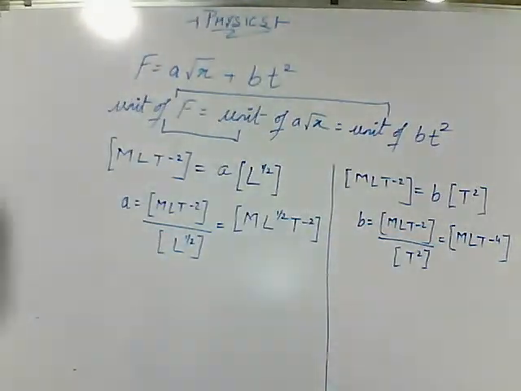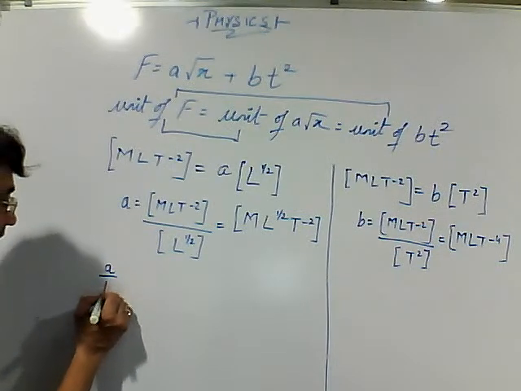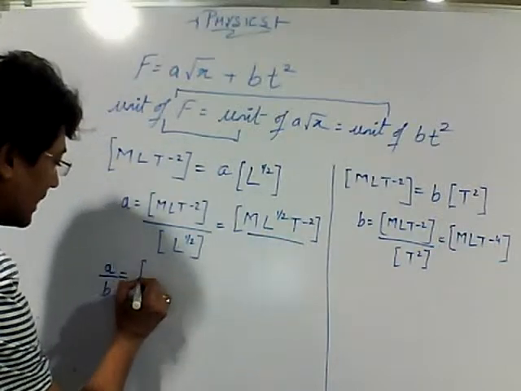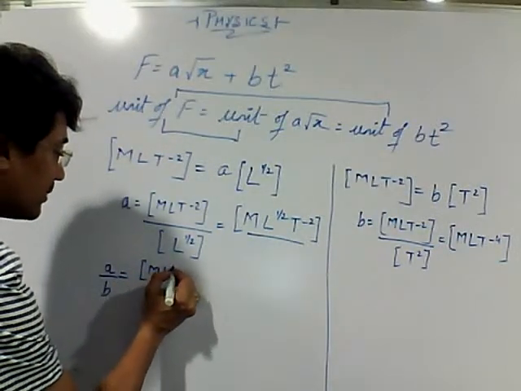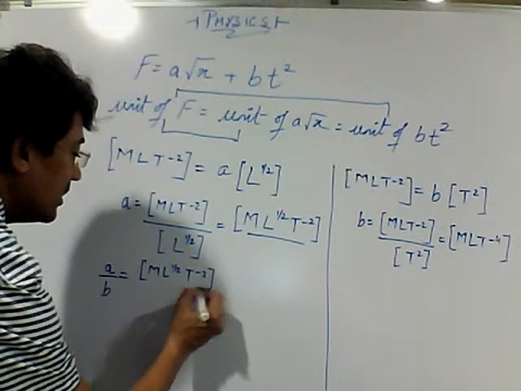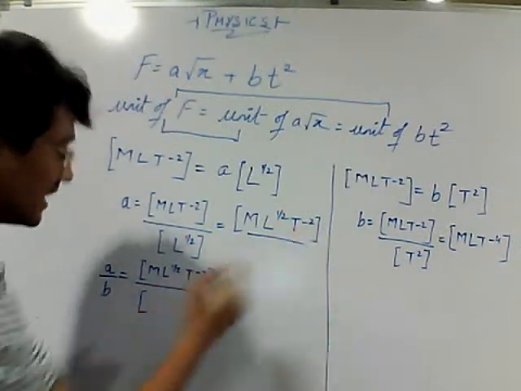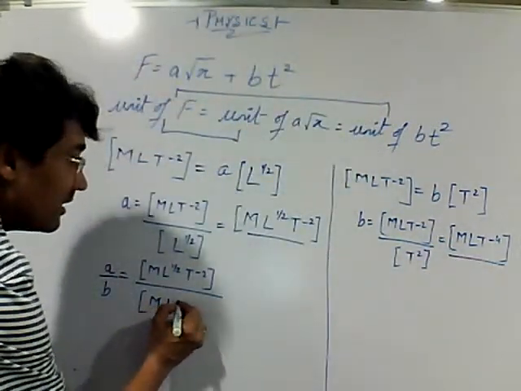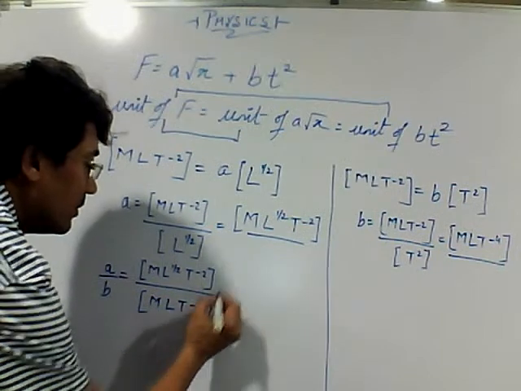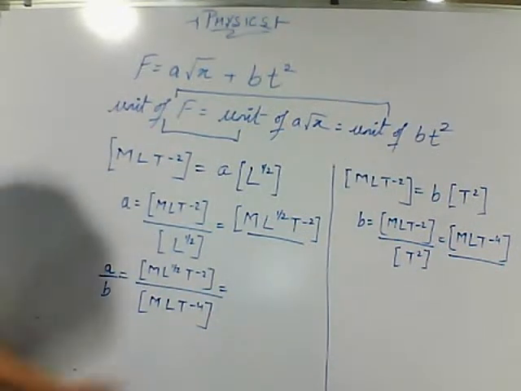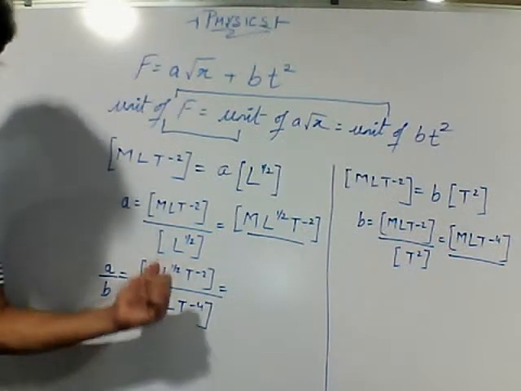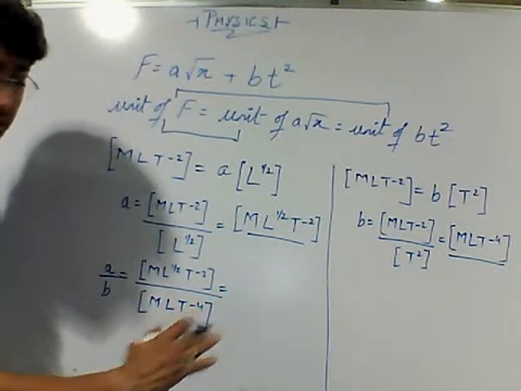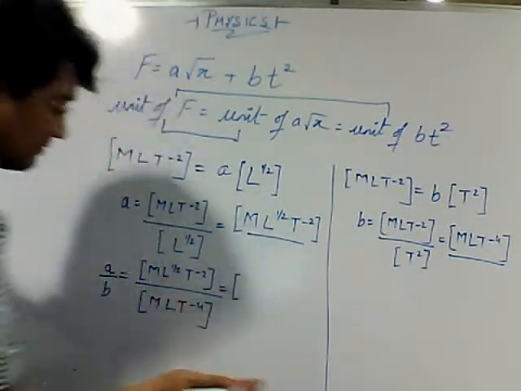So let us find out now the dimensions of A by B. Dimensions of A by B will be: A is M L to the power 1 by 2 T to the power minus 2, divided by the dimensions of B, which is M L T to the power minus 4. Here again it's M to the power 1. If it goes in the numerator, it will be M to the power minus 1. So M to the power 1 and M to the power minus 1 are removed.